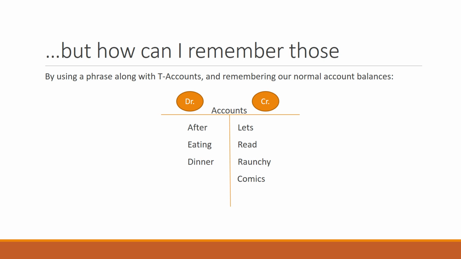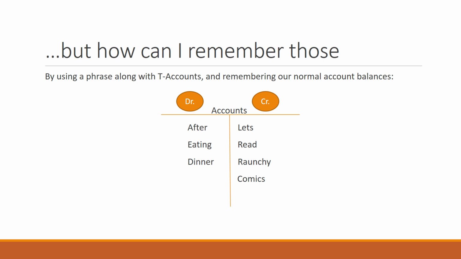I find this phrase is ridiculous enough that my students remember it, and it's an excellent way to keep straight the rules of debit and credit. If you remember our T accounts, the debit side is the left-hand side, the credit side is the right-hand side. In the sentence, "After eating dinner, let's read raunchy comics," after eating dinner is on the left side of the comma and belong on the left side of the T accounts. Let's read raunchy comics are on the right side of the sentence and belong under the credit side.